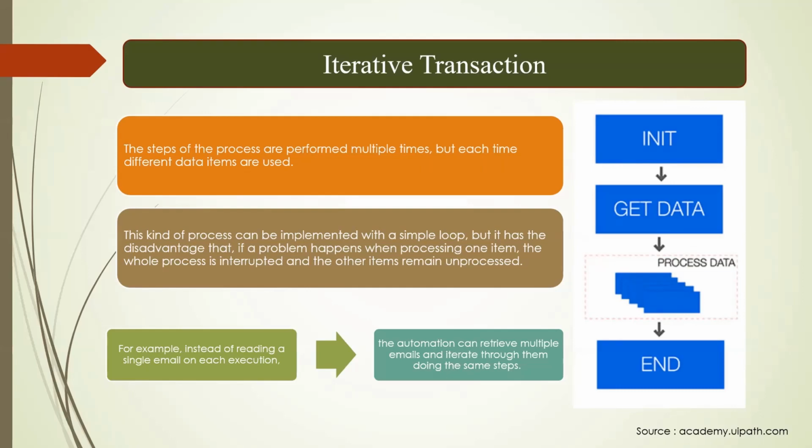So what happens in the iterative transaction? Whenever the robot is processing the transactions, 1, 2, 3, 4, 5, let's say the fifth transaction breaks. Now the complete execution will stop and the robot will not execute transaction number 6, 7, 8. So that is iterative, where you process the data at once. If successful, everything will be successful. If the robot stops in between, then your complete process stops. So that is iterative.